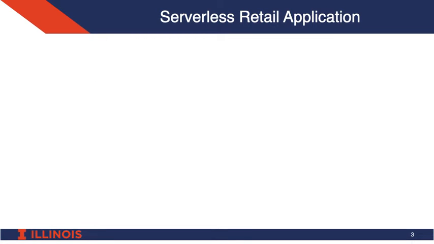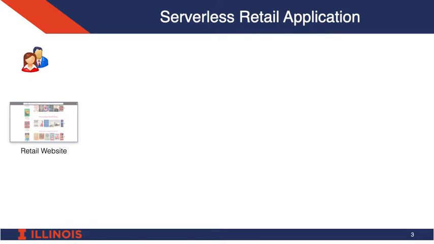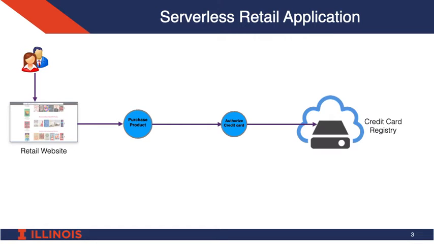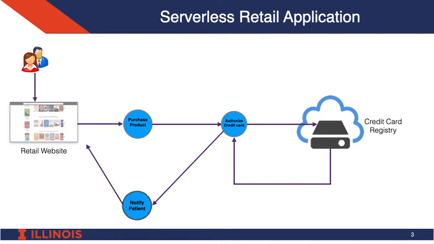Now we will delve deeper with an example of a serverless retail website where users can browse through different products. The purchase product function is launched when a user clicks on a product to buy it, and this function launches the authorize credit card function that queries a credit card database according to the supplied parameters. After successful or failed authorization, the purchase status is sent back to the website portal.